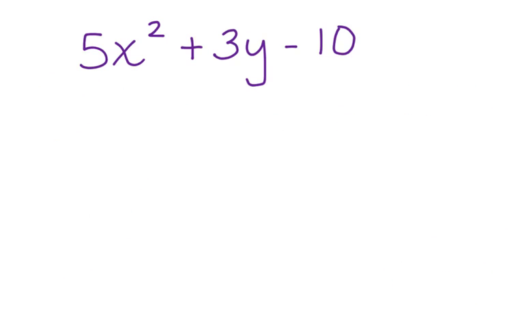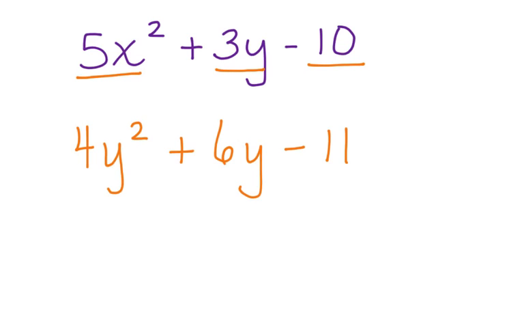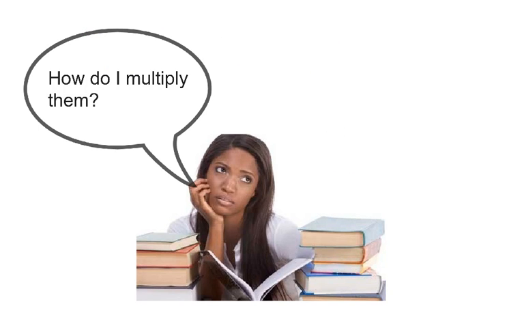Here's an example of a polynomial. In a polynomial, notice that there are three terms. Poly means multiple, multiple terms, more than one. So here's an example of a polynomial. Here's another example of a polynomial. Again, it has three distinct terms. How do I multiply them? Well, that's a great question. In this video, we're going to look at how to multiply a monomial with a polynomial.